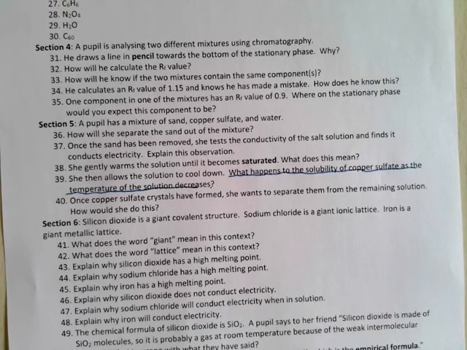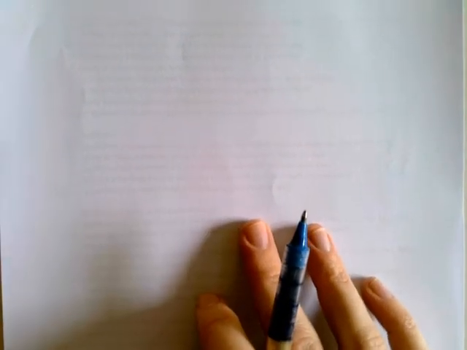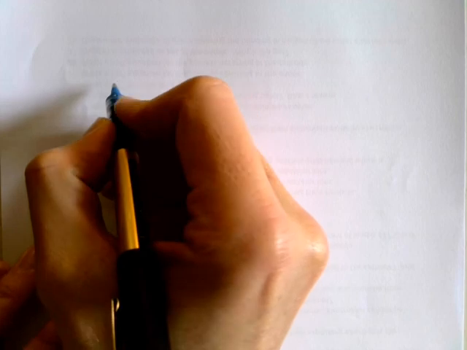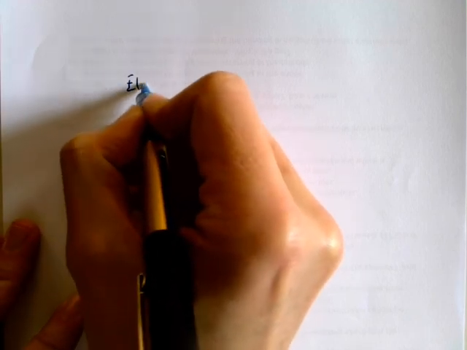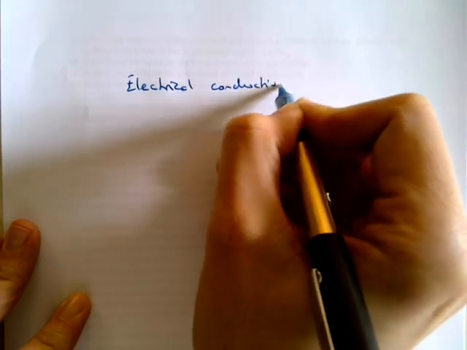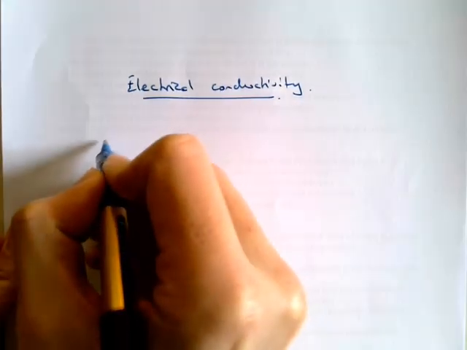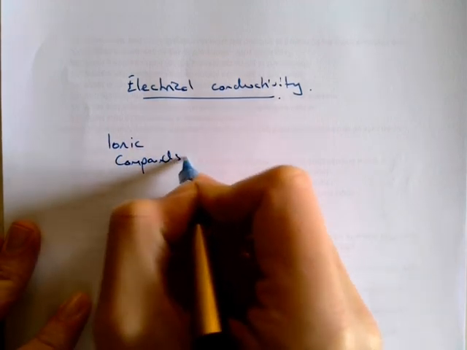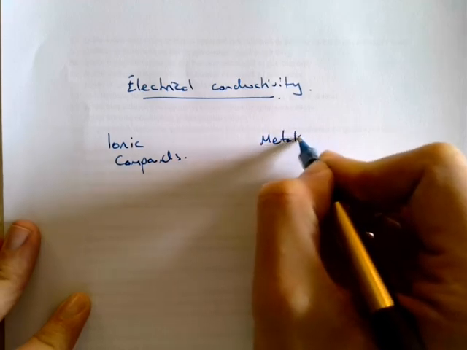Now, there is one issue that I would like to address. While marking your work from the last few weeks, it's become clear that there are a couple of misconceptions, a few of which are quite significant, and quite a number of you are making this misconception. And it is to do with electrical conductivity. Okay, and it's to do with the electrical conductivity of ionic compounds and the electrical conductivity of metals.